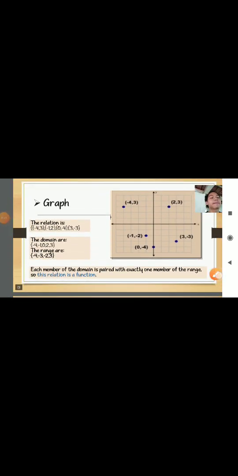Next is a graph. Our relation is (4, -3), (-1, 2), (0, -4), and (3, -3). We see that our domains are not equal, so we have different domains or x coordinates. So we can conclude that the relation is a function.